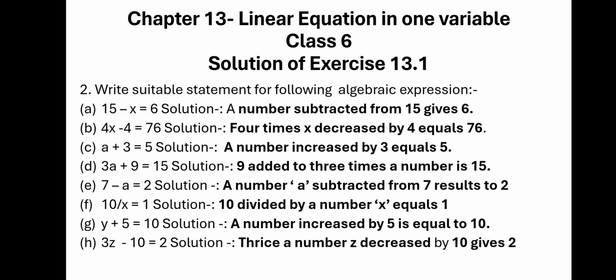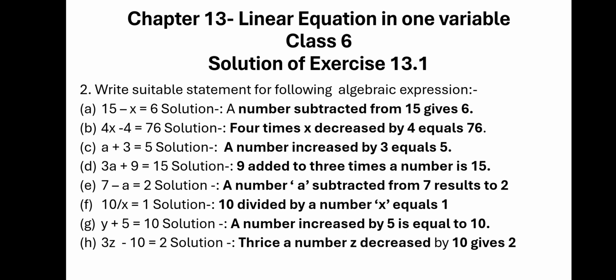a plus 3 equal to 5: a number increased by 3 equals 5. Or you can write a number added to 3 equals 5; that also is okay. 3a plus 9 equal to 15: 9 added to 3 times a number is 15. You can take any variable, any letter for that. They have taken a here, so we don't have to mention that.